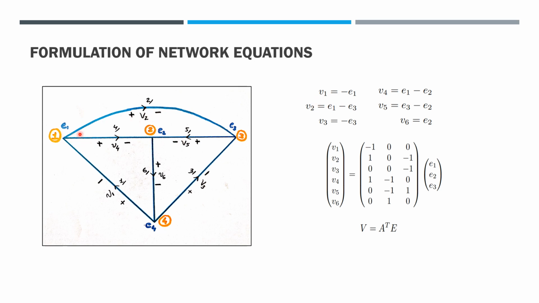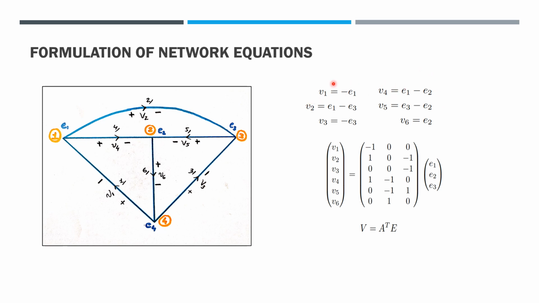V2 is equal to E1 minus E3. V3 is equal to E4 minus E3. V4 is equal to E1 minus E2. V5 is equal to E3 minus E2 and V6 is equal to E3 minus E4. So these are our 6 KVL equations.